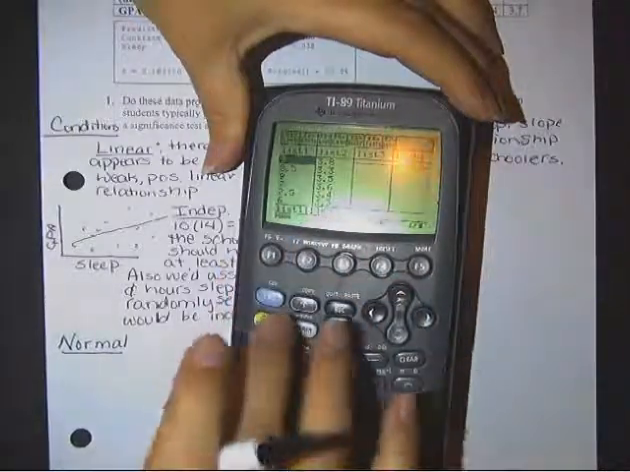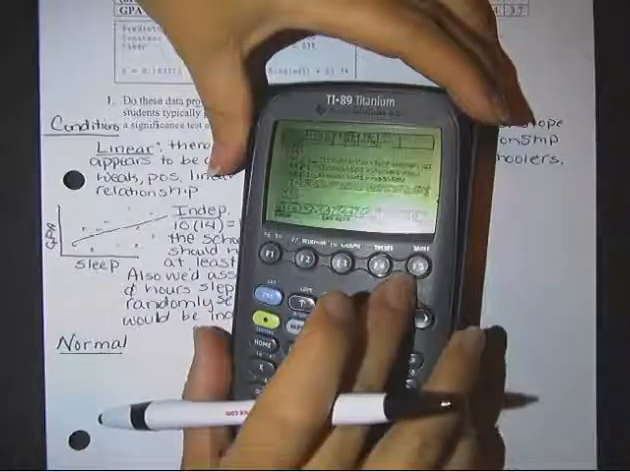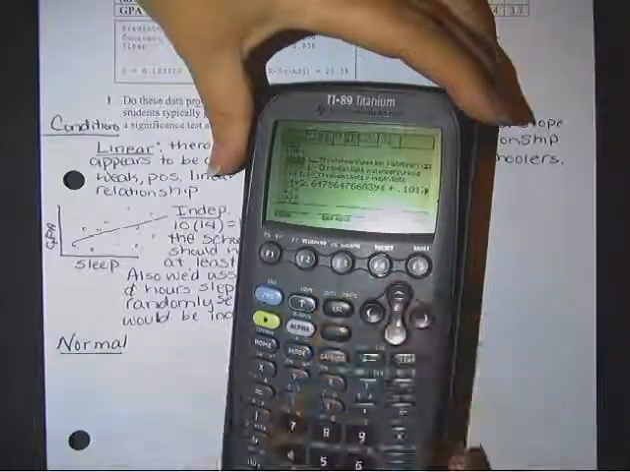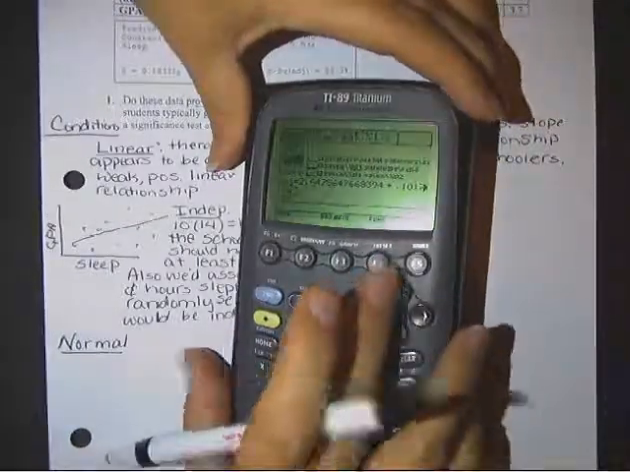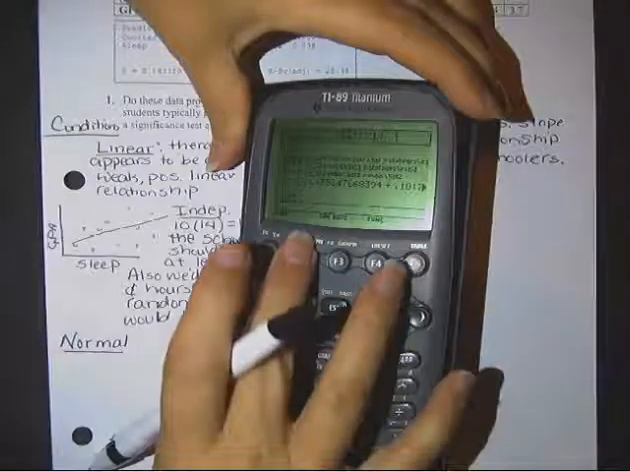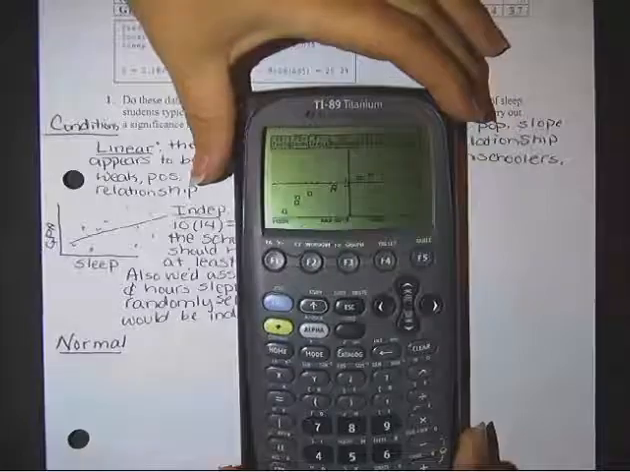I'm going to first deselect my last one and select the normal probability plot and zoom data. And so there's my normal probability plot. Not a bad linear relationship.